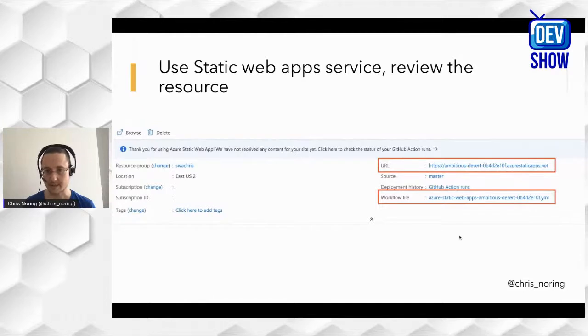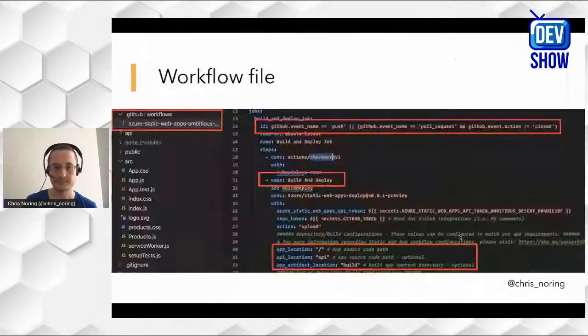I want to highlight again the parts in your portal that are of importance. One being the URL, so you know where to go. And later, if you want to add a custom domain to this, you can definitely do so. And also here you have a workflow file, so you can see all the different build instructions, and you can alter this one after the fact.